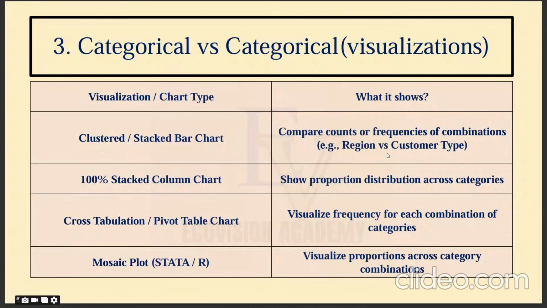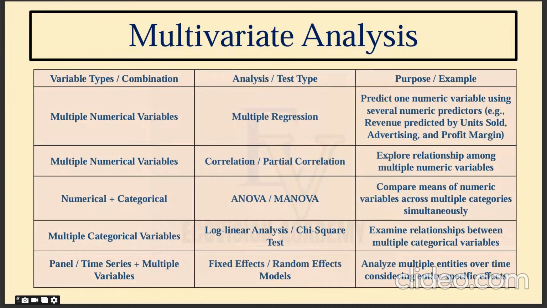Now, what are the visualization tools that can be used when we are doing bivariate analysis with two categorical variables? The visualization tools are clustered or stacked bar chart, 100% stacked column chart, cross tabulation, mosaic plot, etc.